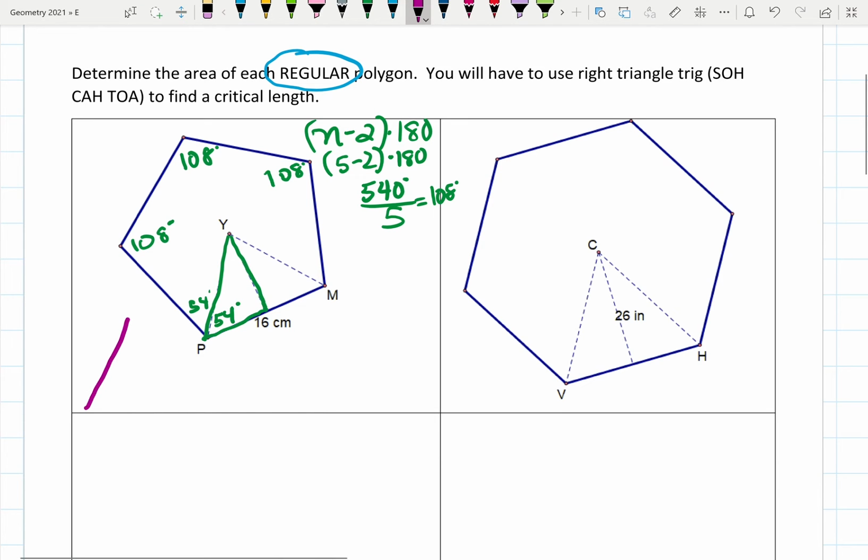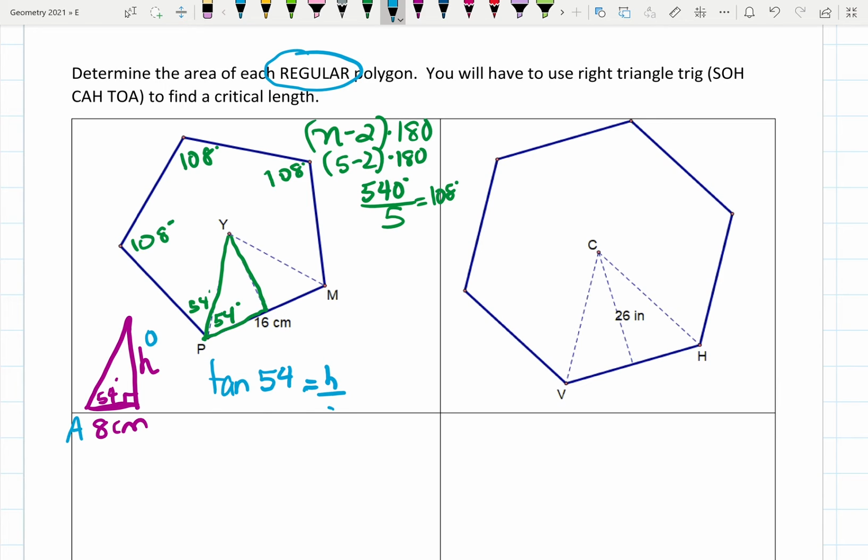So I'm going to isolate that half of that isosceles triangle, 54-degree reference angle, don't know the height. This length is half of the 16, which is 8. And SOHCAHTOA tells me that because I'm looking for the length of the opposite, knowing the length of the adjacent, I'm going to set up a tangent ratio. So tangent of 54 is equal to opposite over adjacent. I would end up having to multiply both sides by 8 here.